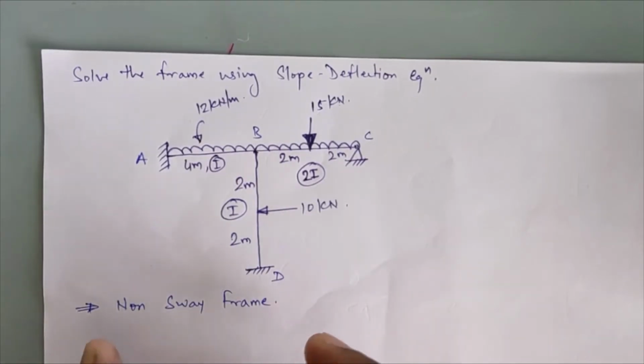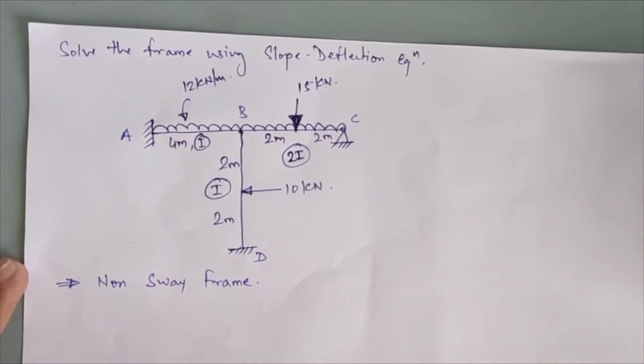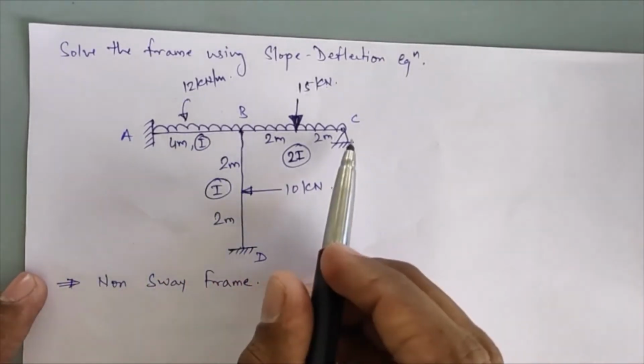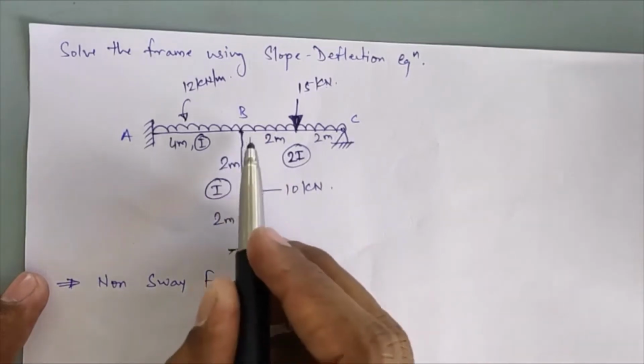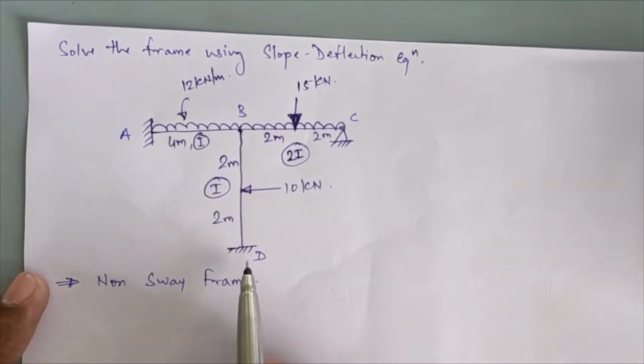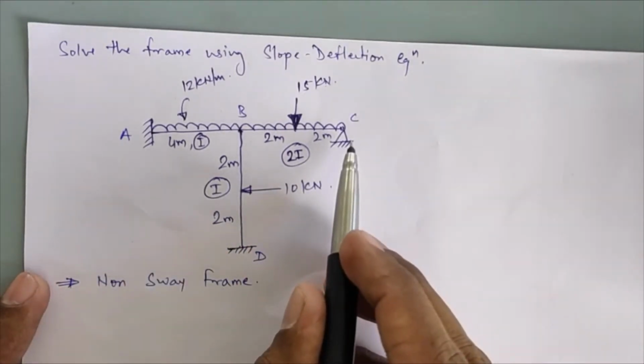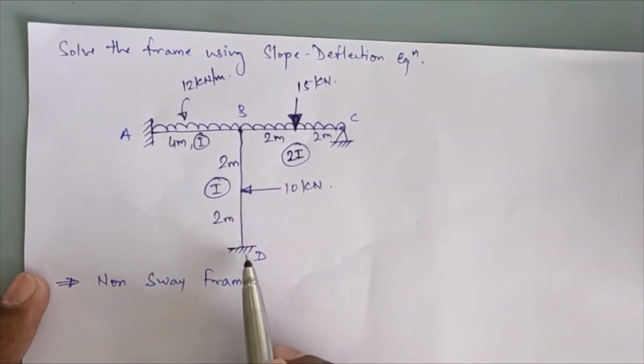The analysis of a non-sway frame is the same as the previous analysis of beams that we have done in our previous lectures. So we'll solve for this frame. About the frame, what is given? The ABC straight beam is given, and one vertical member is attached at point D. Joint A is fixed, joint C is simple hinged and joint D is also fixed.